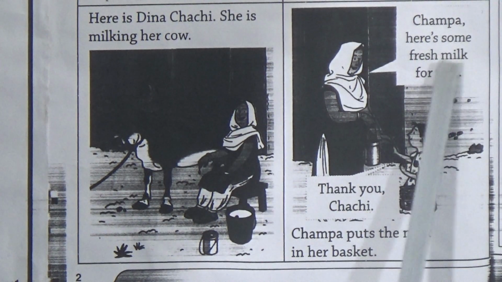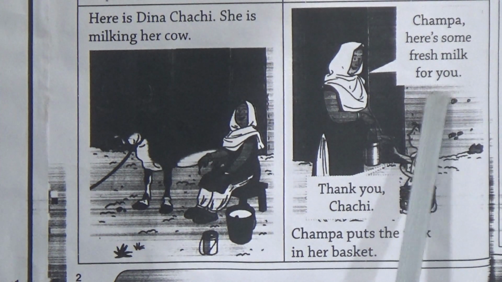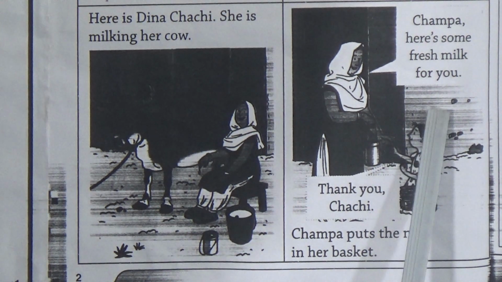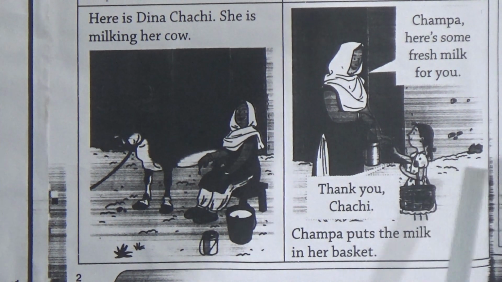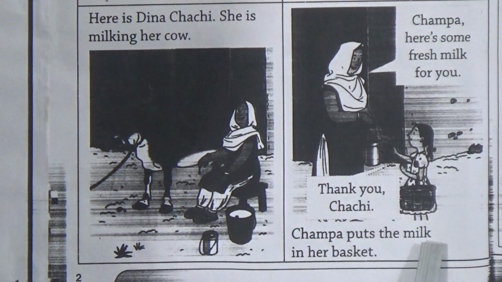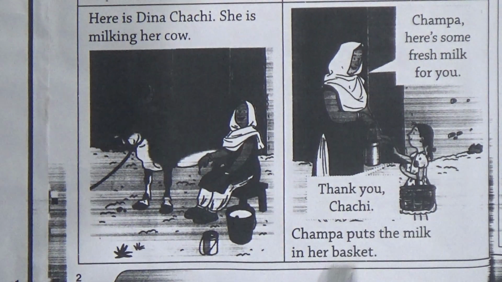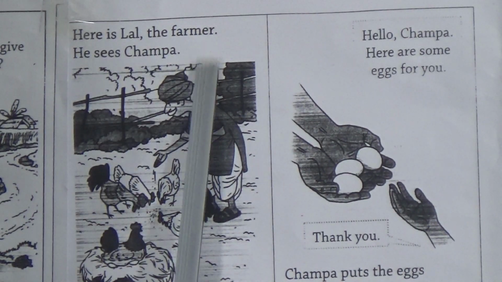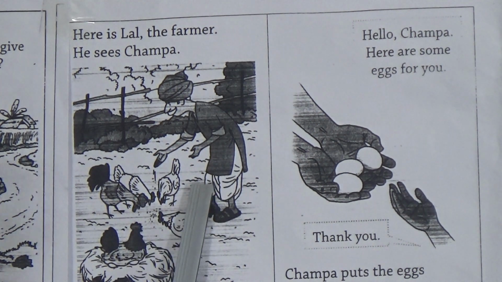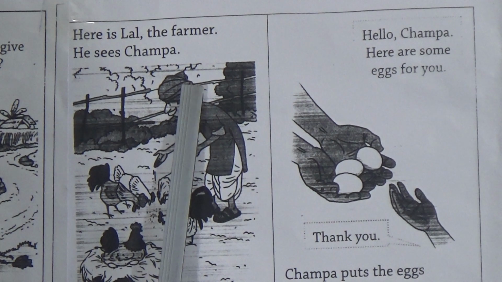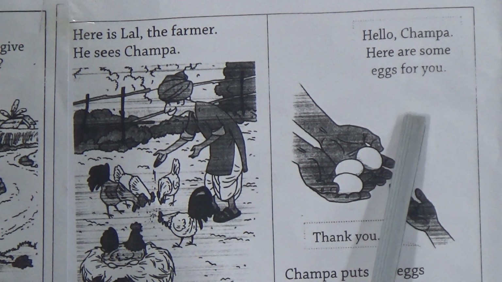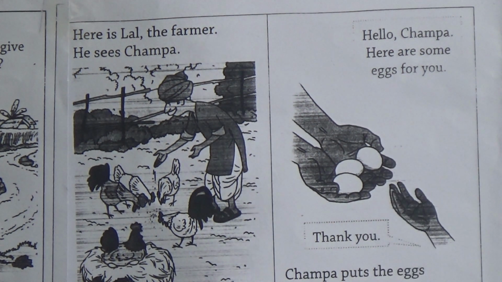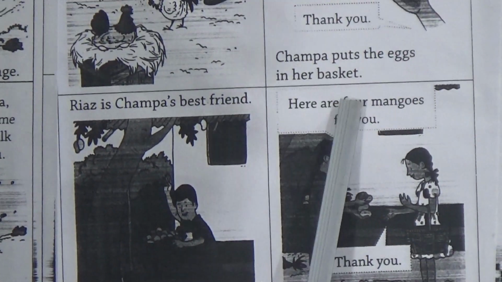Okay? So, if I ask who is milking her cow, Dina Chachi is milking her cow. Champa, here's some fresh milk for you. So Dina Chachi gives Champa some fresh milk. Thank you, Chachi. Champa gives thanks to Dina Chachi. Champa puts the milk in her basket. We'll move to the next page. Here is Lal, the farmer. So the name of the man is Lal, and he's a farmer. He sees Champa. Hello, Champa. Here are some eggs for you. Thank you, says Champa. Champa puts the eggs in her basket.